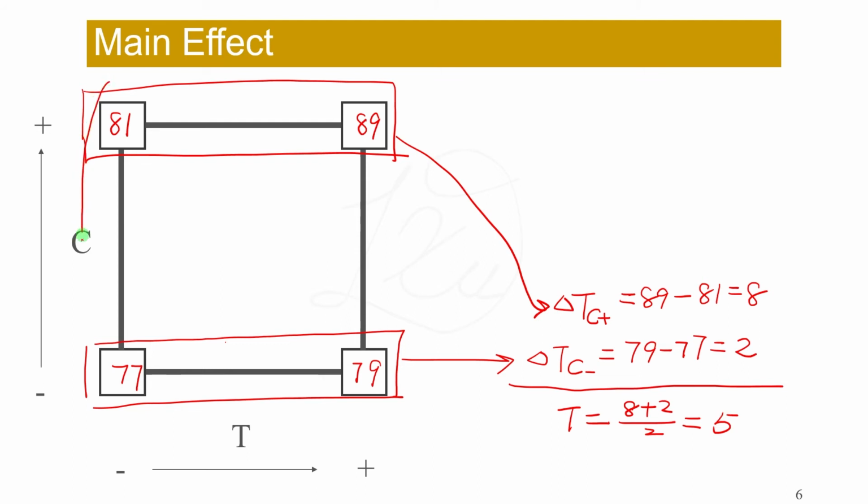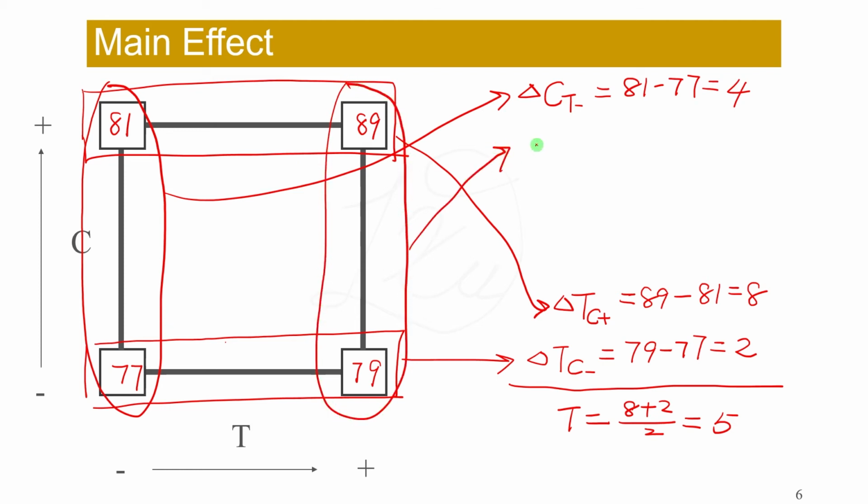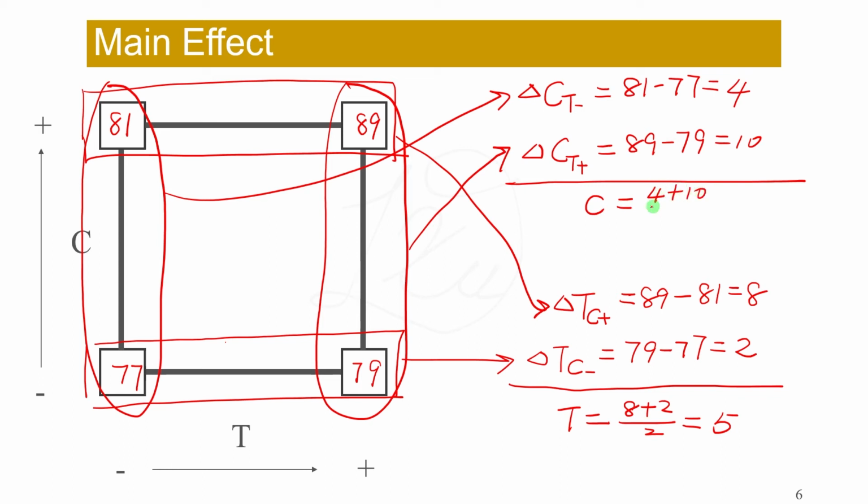When temperature is at low level, delta C at T minus equals 81 minus 77 equals 4. When temperature is at high level, here, delta C at T plus equals 89 minus 79 equals 10. So the main effect of concentration equals 4 plus 10 divided by 2 equals 7.